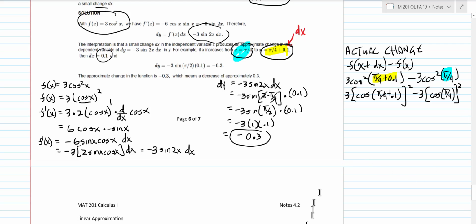All right, now let's get our calculator out. Let me put the calculator in radian mode here. Let me pause this just for a second.